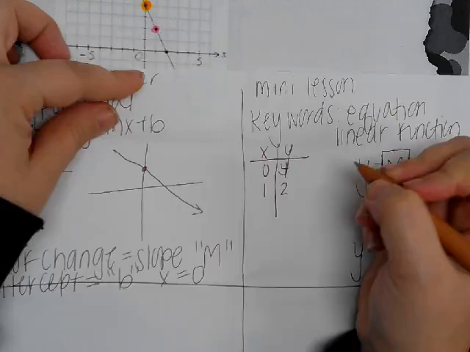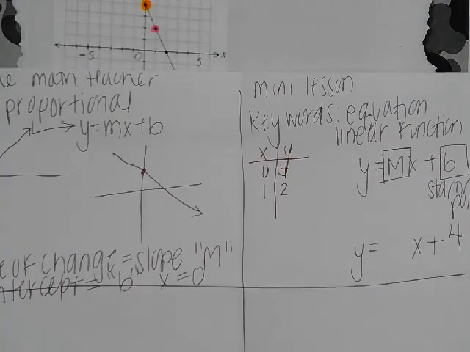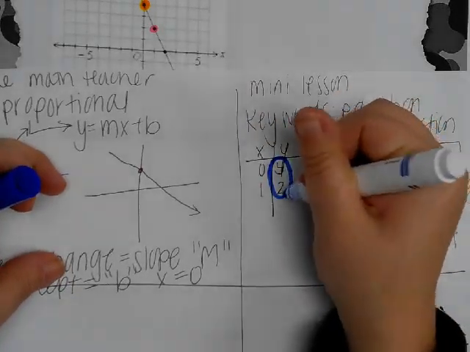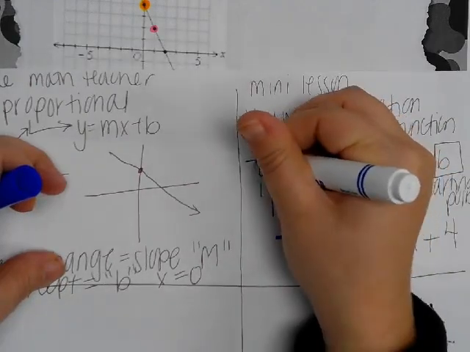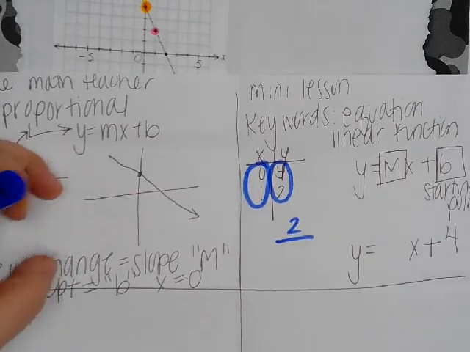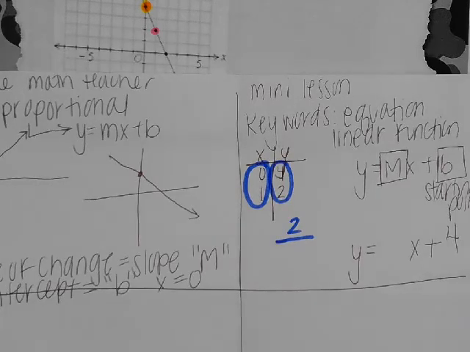Okay, now I'm going to subtract my y's and my x's together. So y, 4 minus 2 gets me 2. Then I'm going to do 0 minus 1. 0 minus 1 is negative 1.